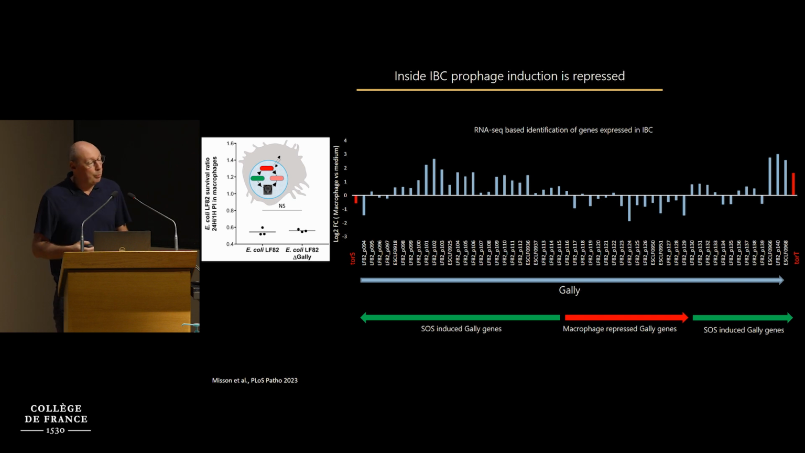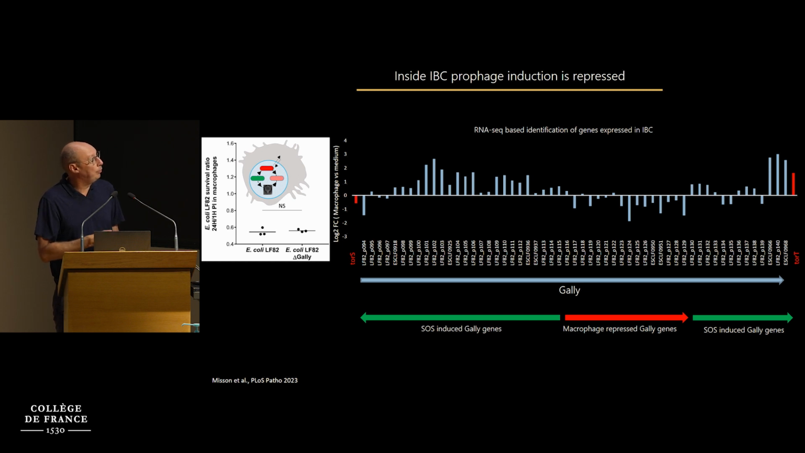And actually, we were able to prove that the phage is actually not produced, and this is linked to a particular regulation of the whole phage operons. So this is all the genes of the phage. This is an RNA-seq data set. And I didn't put it here, but in ciprofloxacin, all these genes will be overexpressed.